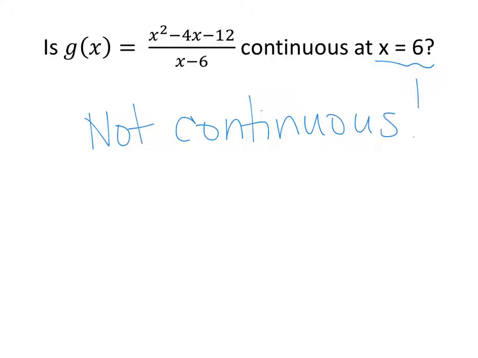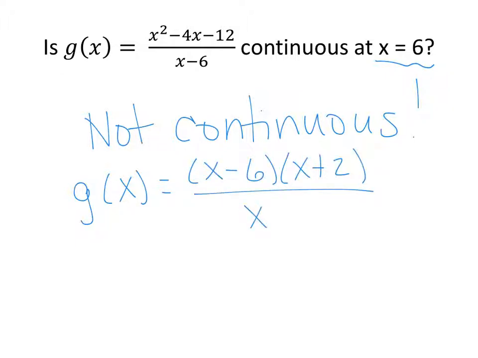I mean, yeah, we could take g of x, and we could say this is equal to x minus 6 times x plus 2 over x minus 6, and we could simplify this, but if I actually graph the original function, this doesn't work. So this is what we call a removable discontinuity. There'd be a hole when I made that graph, but this is not a continuous function because x equals 6 is not in the domain of that non-simplified function.